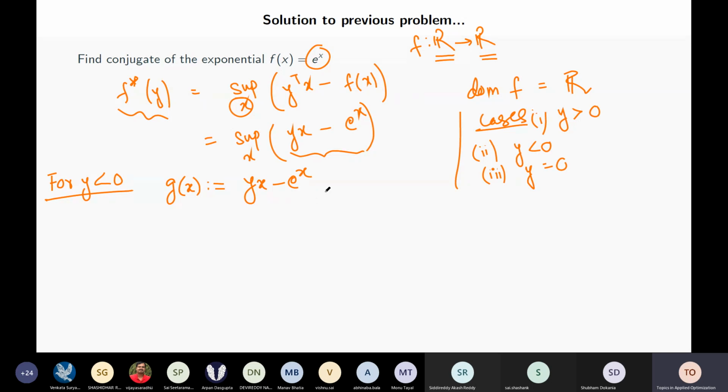So what do we know about this? For finite y and finite x, this is going to be a finite number anyway, right? So there is no issue when y and x are finite. So the cases that we are left with are y less than 0 and x tending to infinity, and y less than 0 again, but x tending to minus infinity.